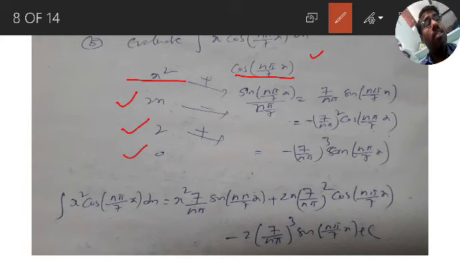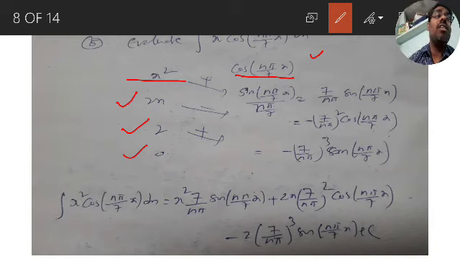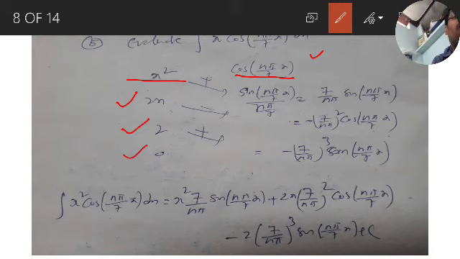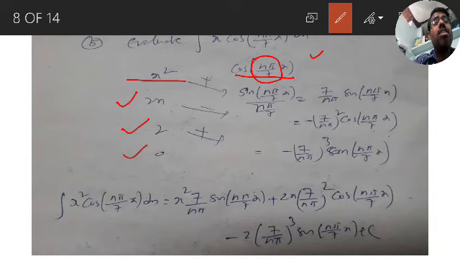Integration of cos x is sin x. Integration of cos ax is sin ax by a. At place of a, what you are having? n pi by 7. Cos of n pi by 7 into x.